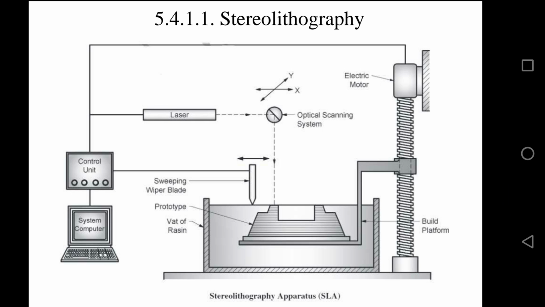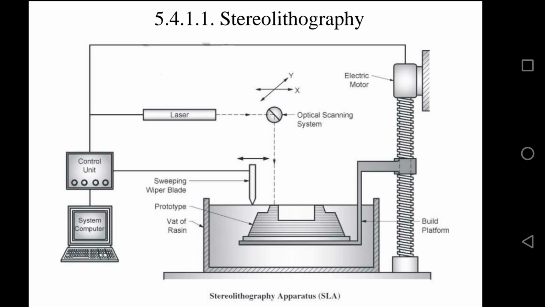Next, this stereolithography system consists of an elevator build platform which is mounted in a vat of liquid resin. You can see it here, we have liquid resin, and the elevator build platform. The computer controlled optical scanning system is going to redirect the laser beam onto it. So this laser beam is directed by a computer controlled optical scanning system.